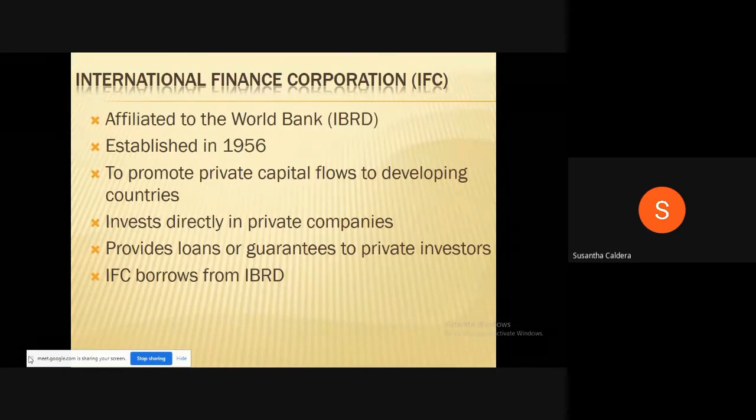To promote private capital flows to developing countries, right? Invest directly in private companies. Provides loans or guarantees to private investors, and IFC borrows from IBRD. IFC.